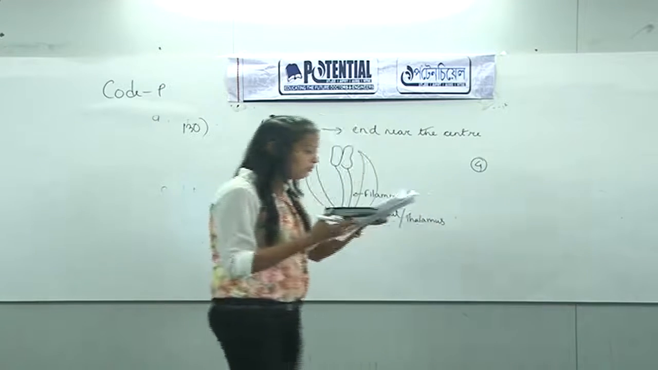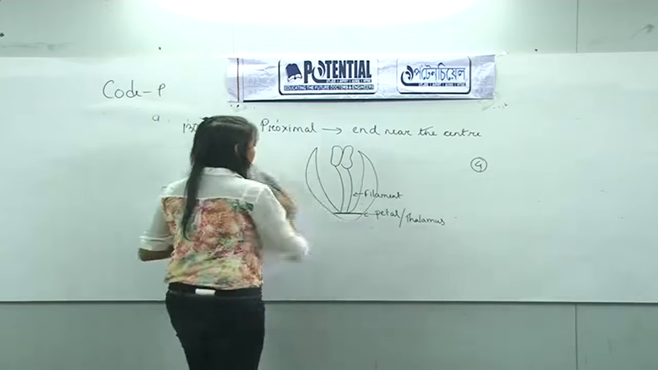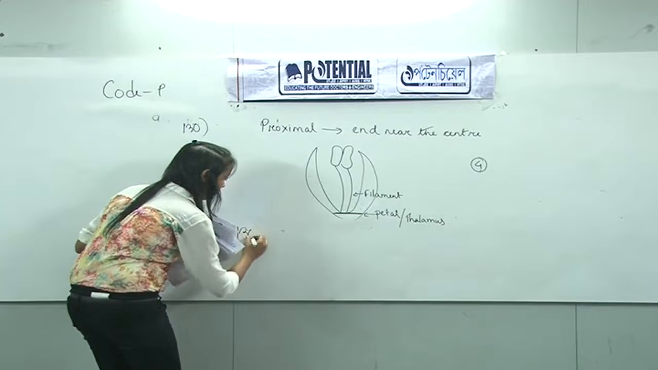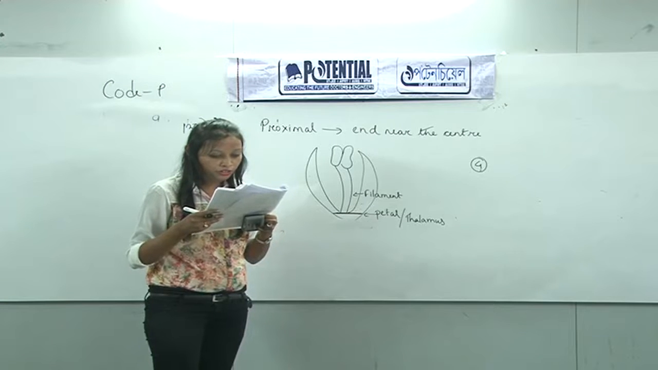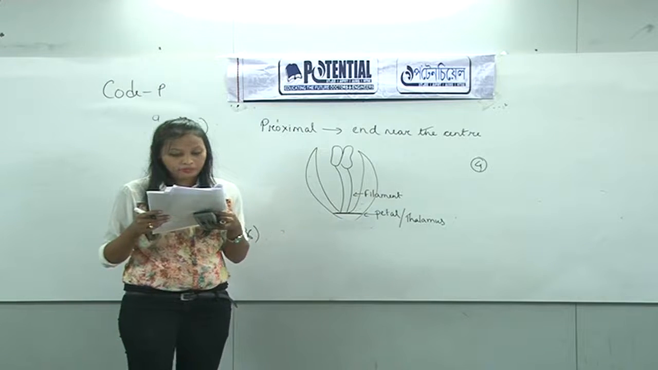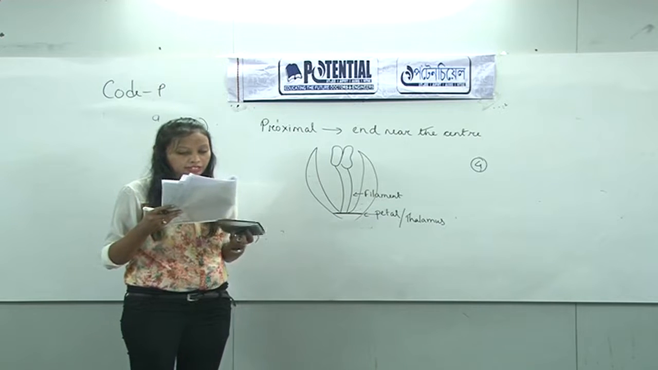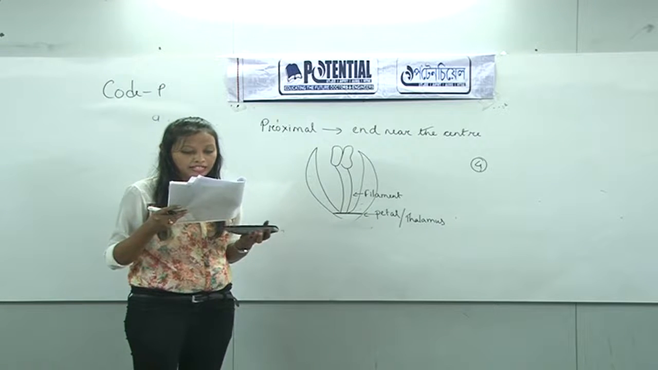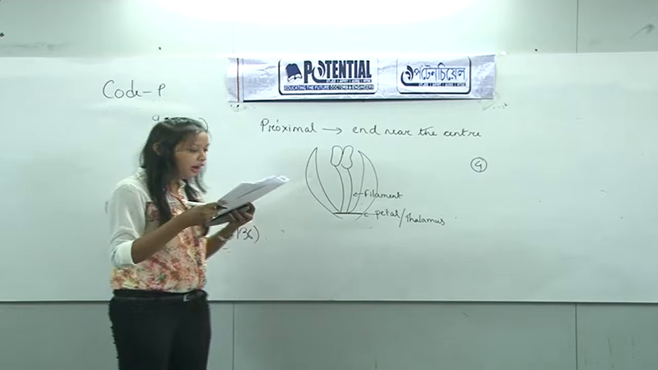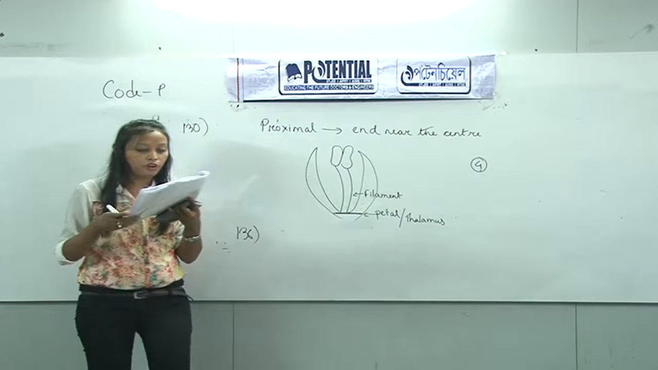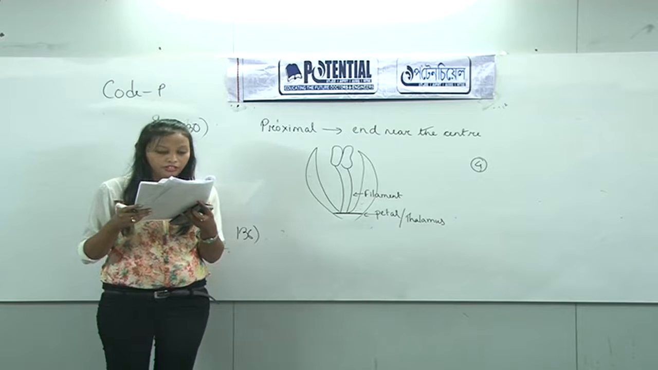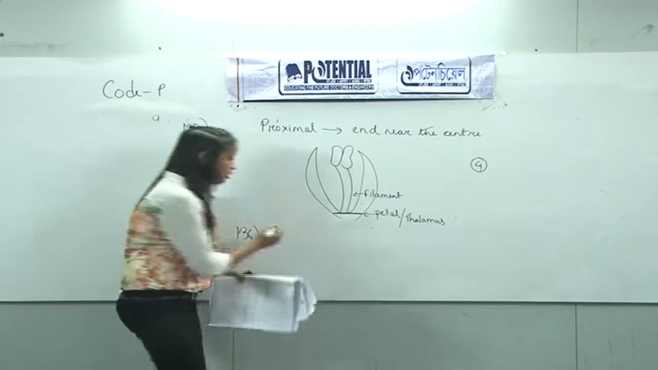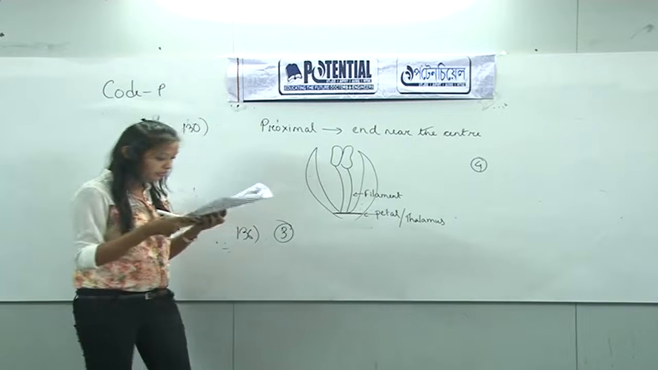Next, move to question number 136. Which one of the following cell organelle is enclosed by a single membrane? The options given: mitochondria, chloroplast, lysosome and nuclei. Out of these 4 options, we know mitochondria, chloroplast and nuclei, 3 of them have double membrane. Only lysosome is a cell organelle which is bounded by a single membrane. So the correct option will be 3.